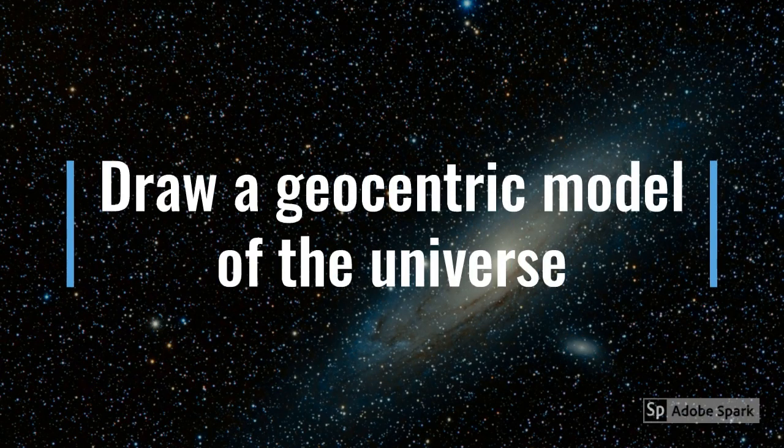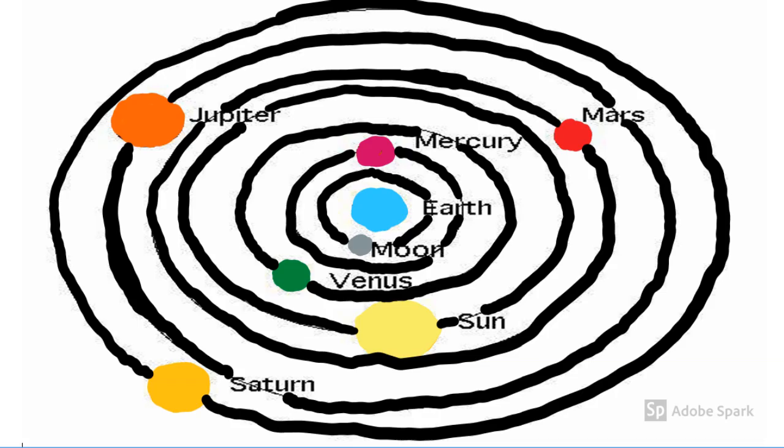The next part we will be talking about is draw a geometric model of the universe. Here is my drawing. It's not completely a drawing. I did a little bit of tracing because I'm not an expert drawer. But here it shows the Earth in the center and everything else revolving around the Earth, when in reality we know everything revolves around the sun.